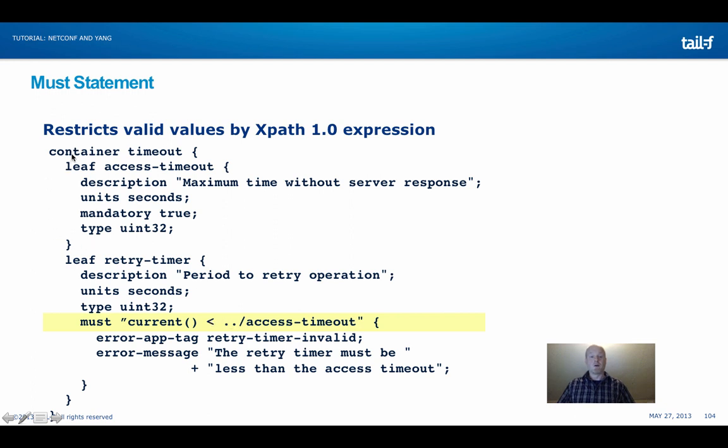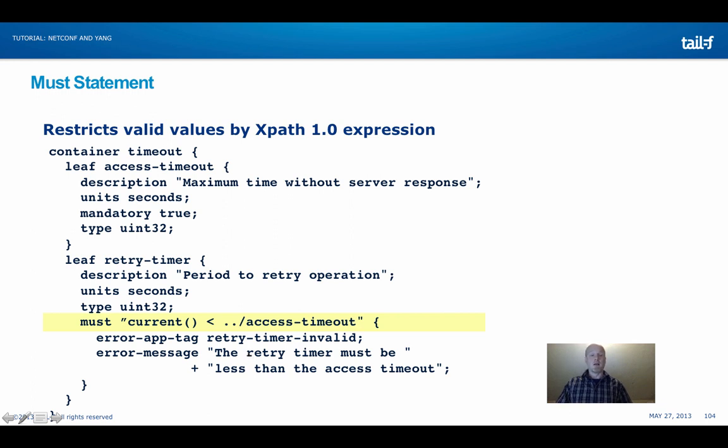and for this specific value we specify that it must be less than ../timeout/access-timeout. So look here how we navigate the path. We do a Boolean expression for the current instance of retry timer. So the retry timer must always be less than the access timeout. And this is now a Boolean constraint put into the data model. And along with constraints, you can have a tag and an error message for users.